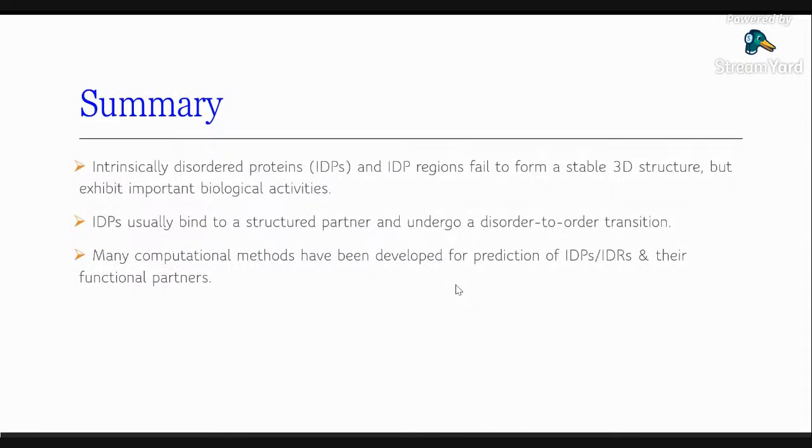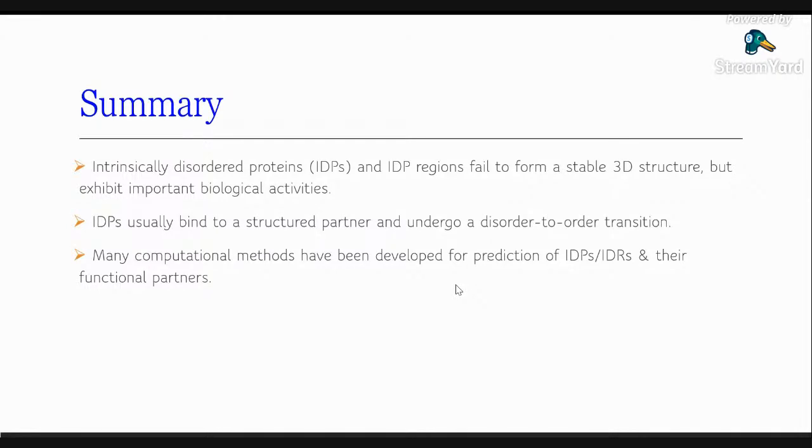Summarizing my talk today, IDPs or IDRs are regions that fail to form a stable 3D structure, but they are very important for all cellular functions. Usually, IDPs bind to a properly structured partner, let's say a protein, RNA, DNA, or linkers. This is how they function.